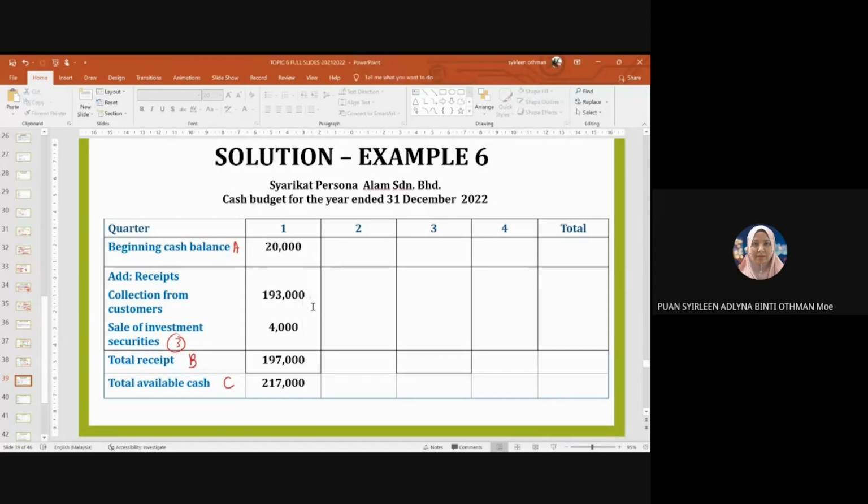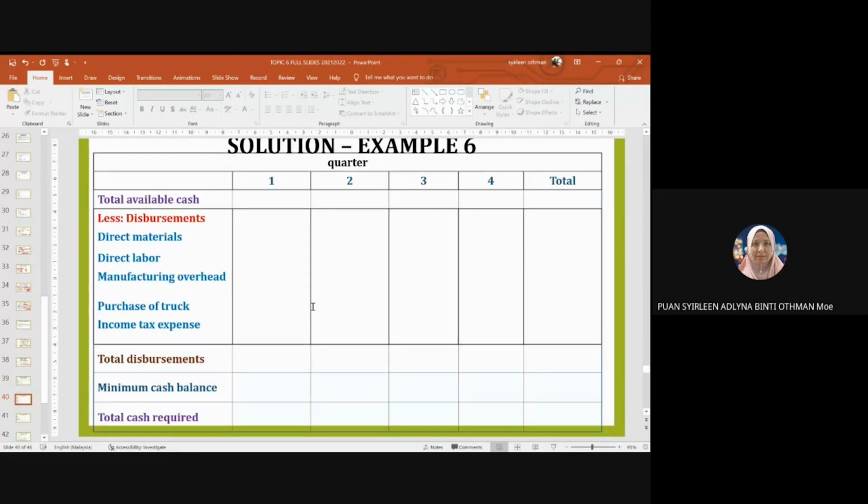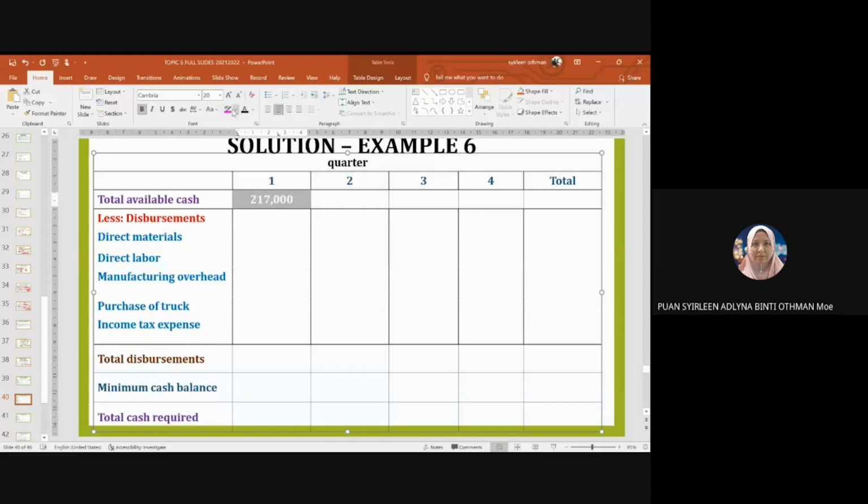Alright, so we go to the next section. Okay, masih kuartal 1. Okay, so sekarang your total available cash tadi dah tahu dah berapa. Okay, saya sambung lah supaya awak tak keliru. Okay, so tadi dekat atas tu kita dah kira kita ada 217,000. Okay, so kita kena bayar apa?